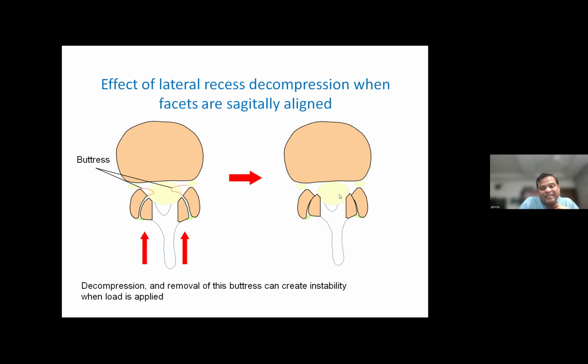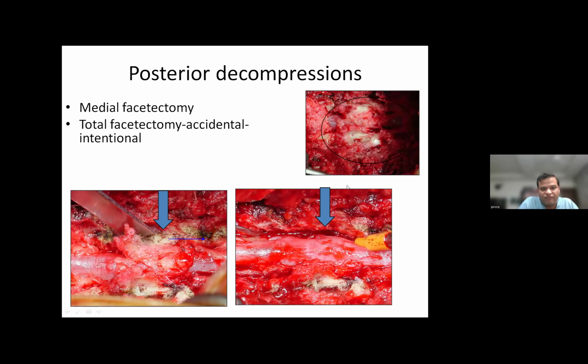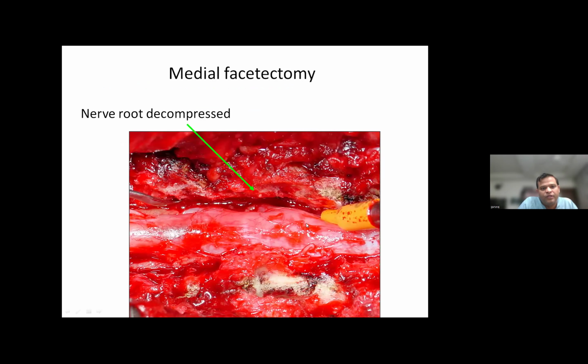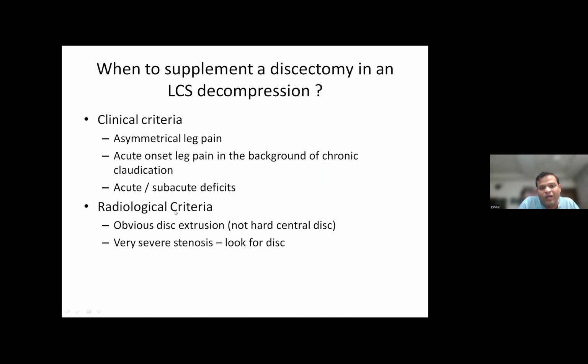So this is the example. When a sagittally oriented facet, you do a medial facetectomy, ultimately it slips. In coronally oriented facets, you do a decompression, it still has a buttressing effect. So ultimately, when you do decompressions, you have to see the shoulder of the nerve root which is exiting into the foramen. So that is how it should look. And the pars interarticularis, you have to preserve. See here, it is excessively excised, and then ultimately it leads on to an iatrogenic listhesis.